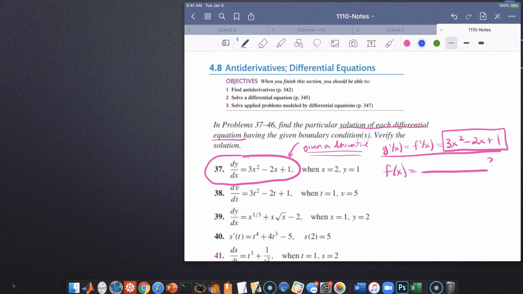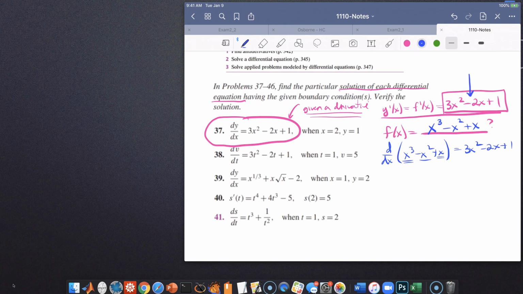So I think we can see, hopefully, that x cubed minus x squared plus x is the function that, if we took its derivative, we would get 3x squared from here. The derivative of x squared is 2x, so there's our minus 2x. The derivative of x is equal to 1. So we've basically been given the derivative, and we are being asked to find the function that has that as its derivative. So we have found a function f of x, and we're partly done with this problem.